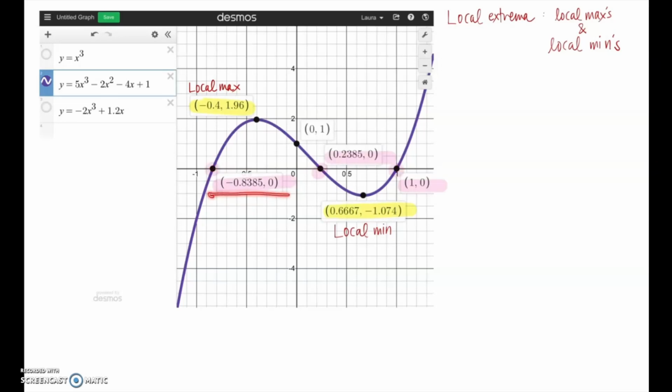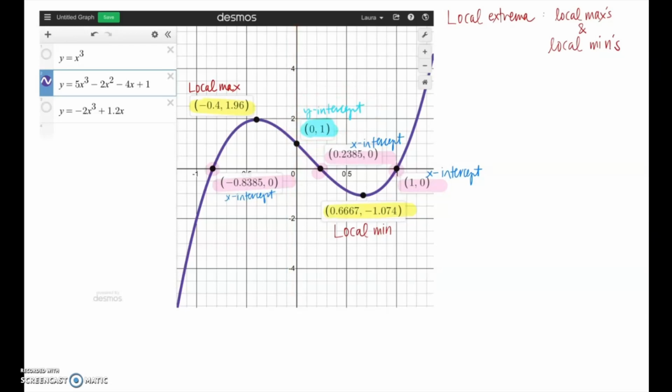Desmos is also giving us all of the times that the graph hits the horizontal axis. So these are the x-intercepts, or the horizontal intercepts of the graph. So this particular cubic function hits the x-axis 3 times. And lastly, it's going to give us the y-intercept where it hits the y-axis. So it gives us that y-intercept.